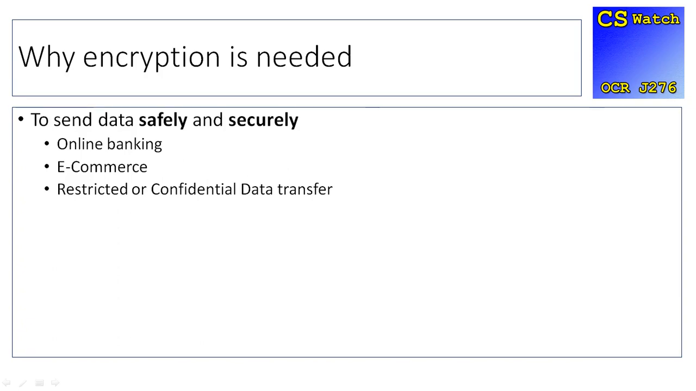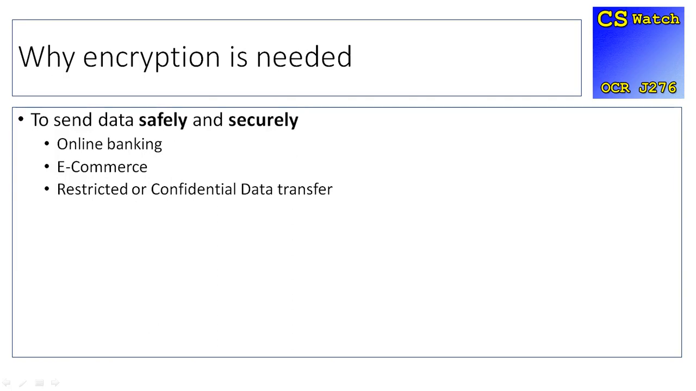Similarly, if we're thinking about online shopping, if we're thinking about e-commerce, again, you want to make sure that payment information is kept safe and secure because you don't want people finding out your financial information. If we're thinking about confidential data transfer or restricted data transfer, there's a lot of information that goes across the internet that if it fell into the wrong hands or was looked at by the wrong people, could do a lot of damage. So if that information, if that data is encrypted, that means if someone is able to intercept the data, they're not going to know what it says. They're not going to be able to understand what's going on.